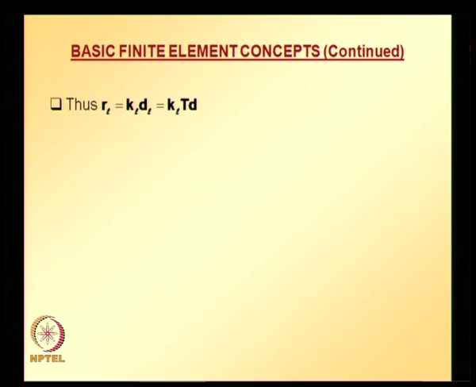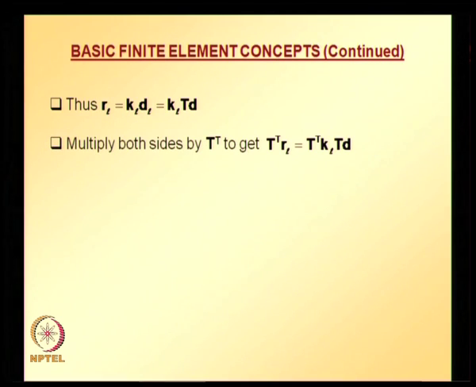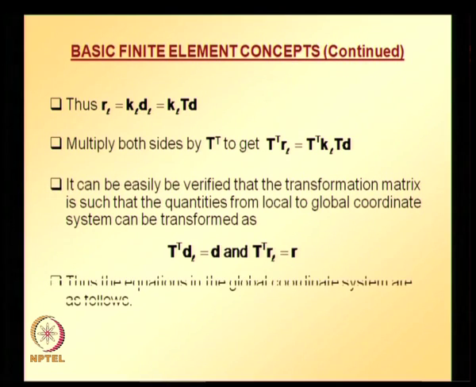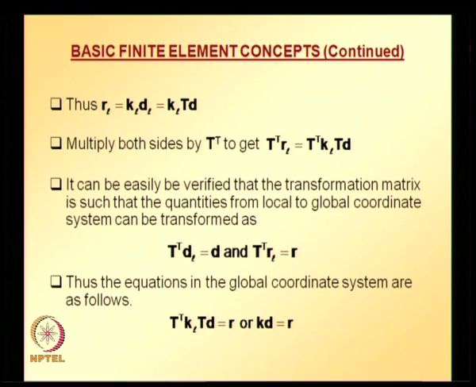So in the local equation system, that is RL equal to KL DL, we can replace DL with T times D, and now multiplying on both sides of this equation with T transpose, we get T transpose RL is equal to T transpose KL T D. Note that T transpose RL is nothing but R, because T is an orthogonal matrix. So it can be easily verified that the quantities from local to global coordinate system can be transformed as T transpose DL is equal to D, and T transpose RL is equal to R. So in the previous equation where we have T transpose RL, we can replace that with R, and we can define K as T transpose KL times T. So we get KD equal to R.